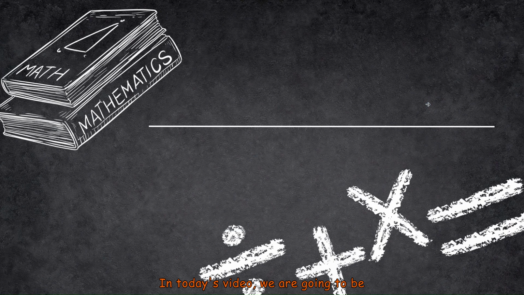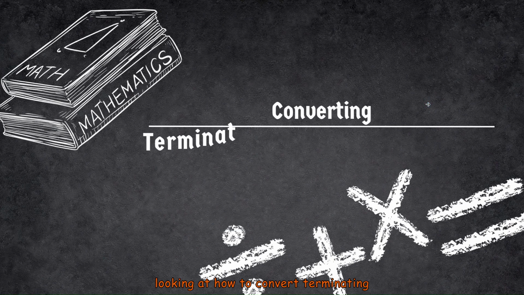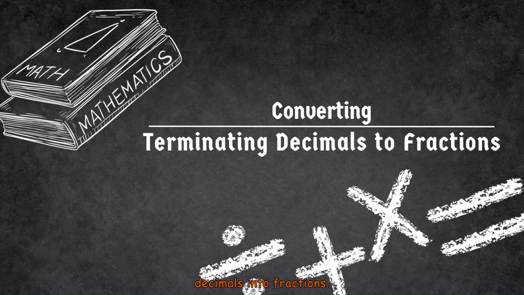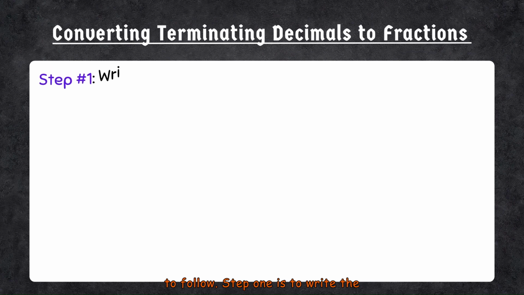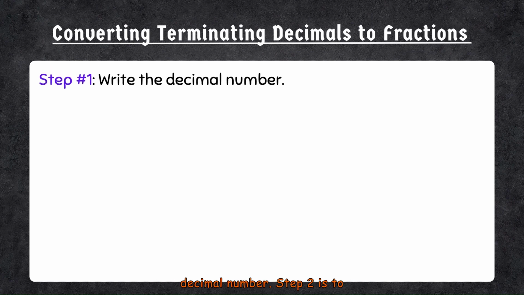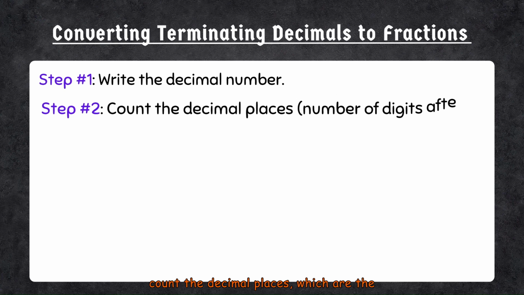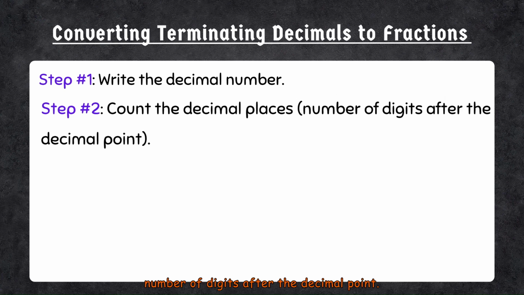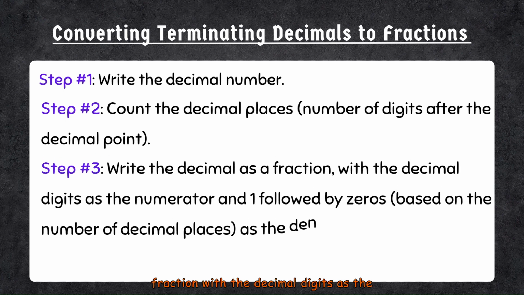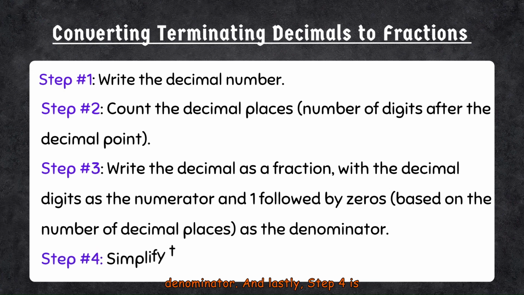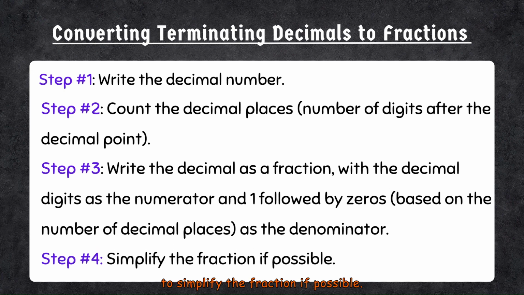In today's video, we are going to be looking at how to convert terminating decimals into fractions. So let's take a look at the steps we need to follow. Step 1 is to write the decimal number. Step 2 is to count the decimal places, which are the number of digits after the decimal point. Step 3 is to write the decimal as a fraction with the decimal digits as the numerator and 1 followed by zeros based on the number of decimal places as the denominator. And lastly, step 4 is to simplify the fraction if possible.